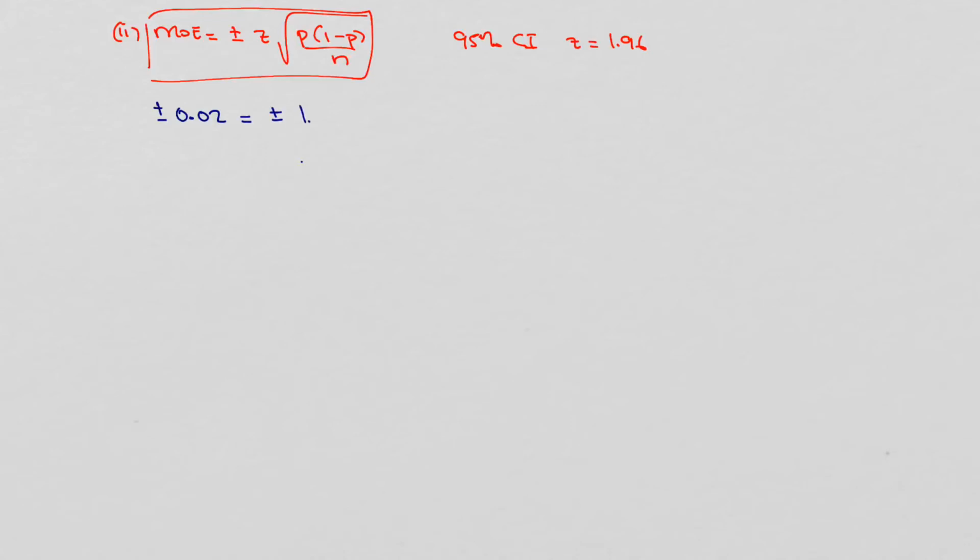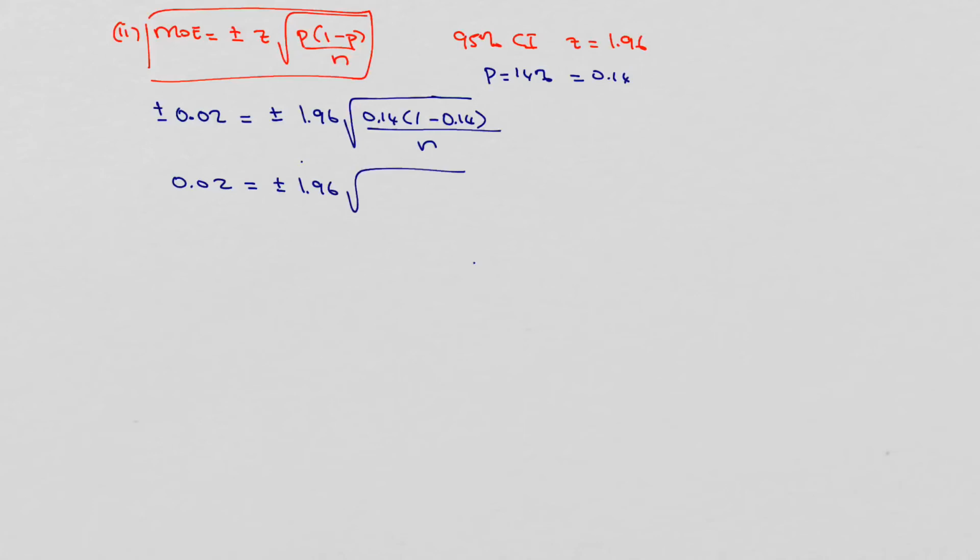And that would be equal to plus or minus our 1.96, our critical value, because we're told it's 95% confidence. And we were given the fact that p was equal to 14%, in other words 0.14. So we're going to have 0.14 times 1 minus 0.14 over n, which is what we're looking for. So we'll have 0.02 is equal to plus or minus 1.96 times the square root of 0.1204 over n. Then we want to get n on its own. So I'm going to divide both sides by 1.96, and then we have to square both sides to get rid of the square root sign.